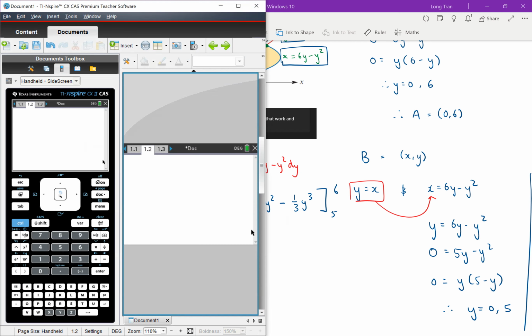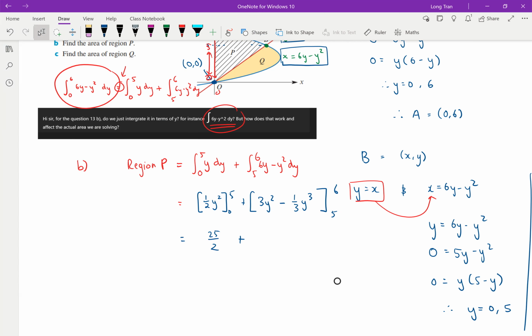All right, what was it? 6 squared times 3 minus 1/3 times 6 to the power of 3, which is 36. Is that right? Let's see. It seems like I did something wrong. What have I done wrong already? No. Let's just assume it is 36.